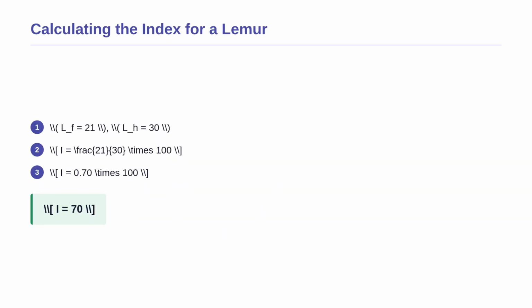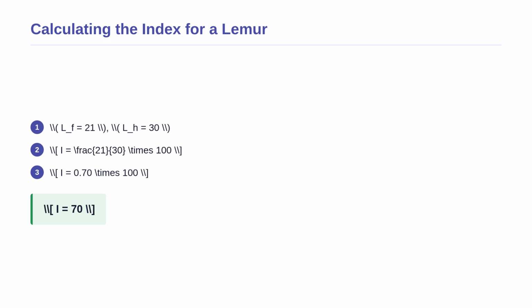With our formula established, let us apply it to a real-world scenario involving a lemur from Madagascar. We are given that the forelimb length is 21 centimeters and the hind limb length is 30 centimeters. We need to calculate the intermembral index and determine its locomotion.